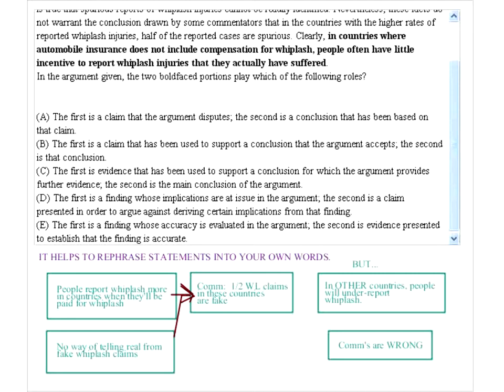So that's a but. And then if we use a therefore test here, the commentators are wrong, therefore in other countries people will underreport whiplash. No. In other countries people will underreport whiplash, therefore the commentators are wrong. So that's this way.